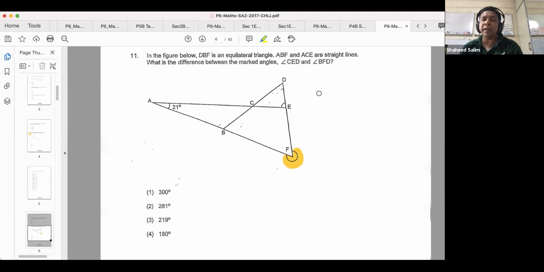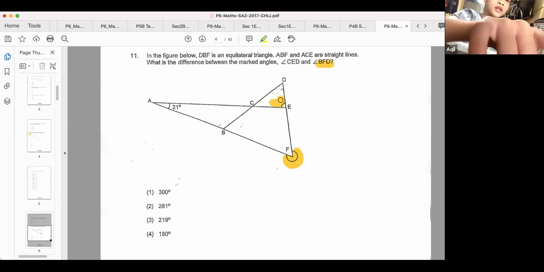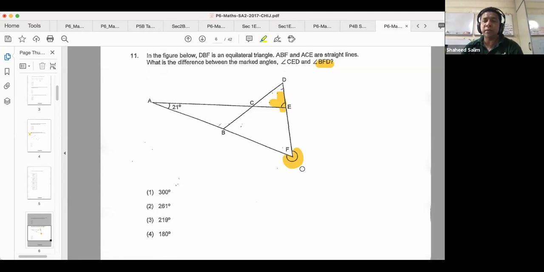Okay, that is angle BFD, this one. F is that one. This one minus this one. They're asking you to find the difference between the marked angles. The marked angle is what they have already put the marking here. Without the angle here, there's one mark, 1, 2. So what's the difference? You must take the bigger minus the smaller. Okay, so let us see whether I can do or not.